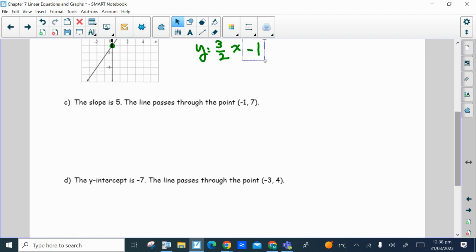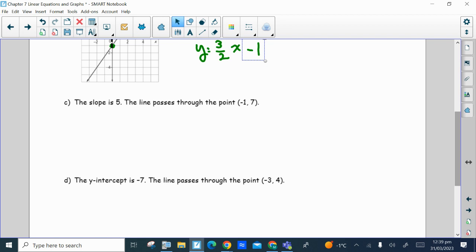Now, question C says if the slope is 5 and the line passes through the point -1, 7. So this is not the y-intercept. It's a different point. We didn't see one like this yesterday. We saw how we could graph it before, but that's not what we're asked to do. If you wanted to graph this, you'd start with the point, and then you'd apply the slope. You'd rise 5, run 1, because 5 is 5 over 1.